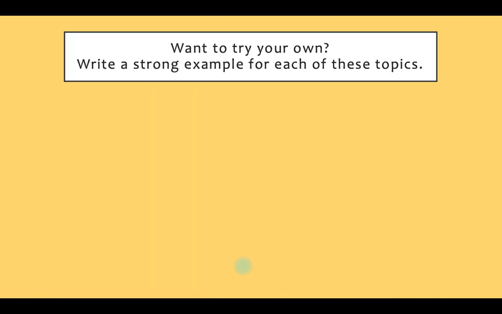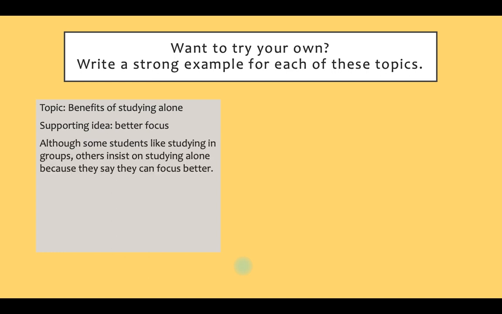So, would you like to try a couple of your own? I have some topics for you, and you can get out a pen and paper and do a little practice. For the first one, the topic is the benefits of studying alone. And the supporting idea is having better focus. Although some students like studying in groups, others insist on studying alone because they say they can focus better. For instance, can you write an ending for that sentence?